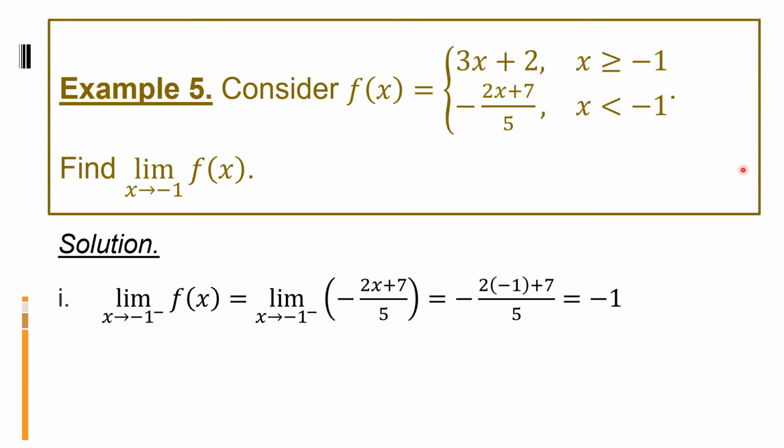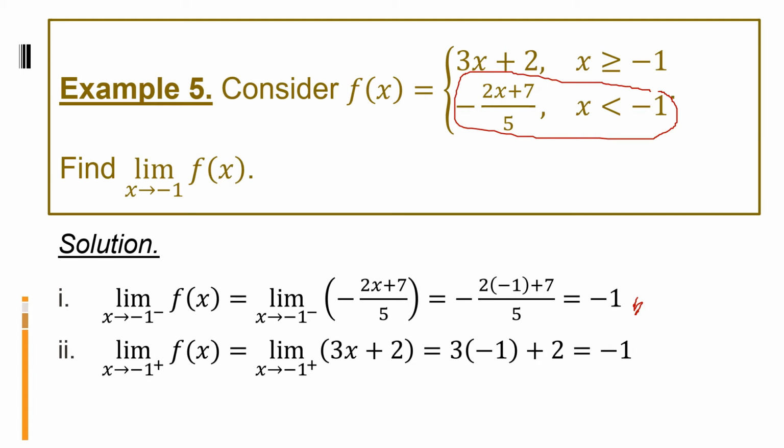So for our solution, una, the limit as x approaches negative 1 from the left. So since from the left yan, less than ang gagamitin. So ito, we have the limit as x approaches negative 1 from the left of negative 2x plus 7 over 5. By direct substitution, that is just equal to negative 1.